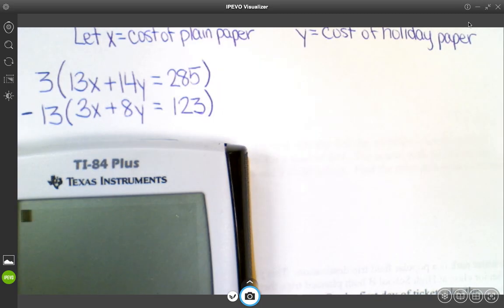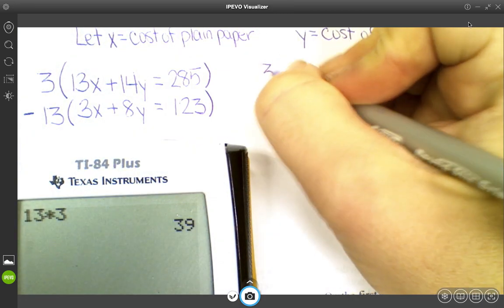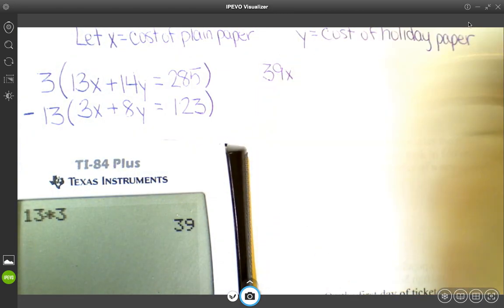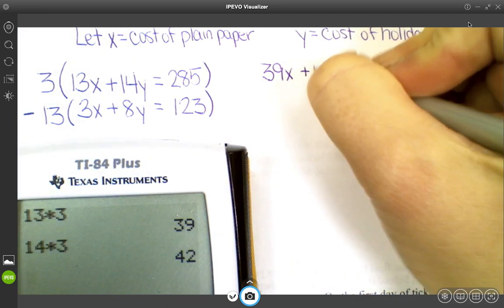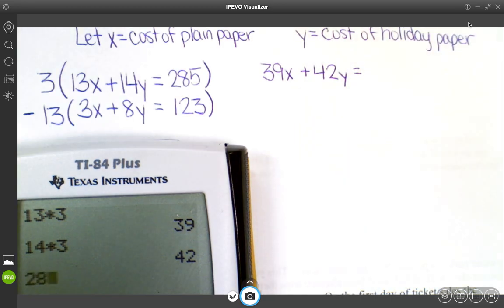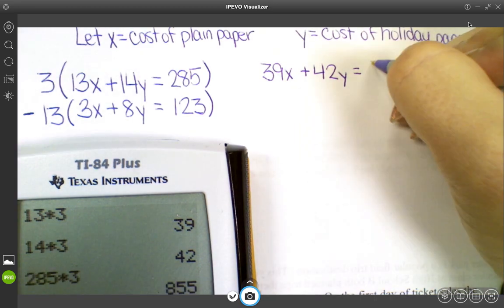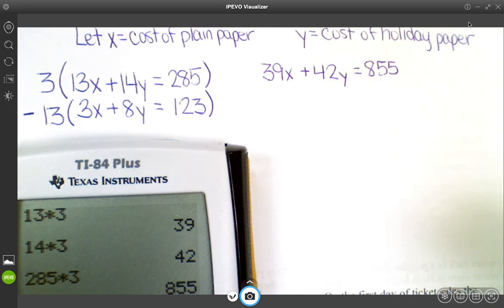All right, so my first one, 13 times 3 is 39x. Then 14 times 3 gives me 42y. And then 285 times 3 is 855. Are we all good with that top equation?